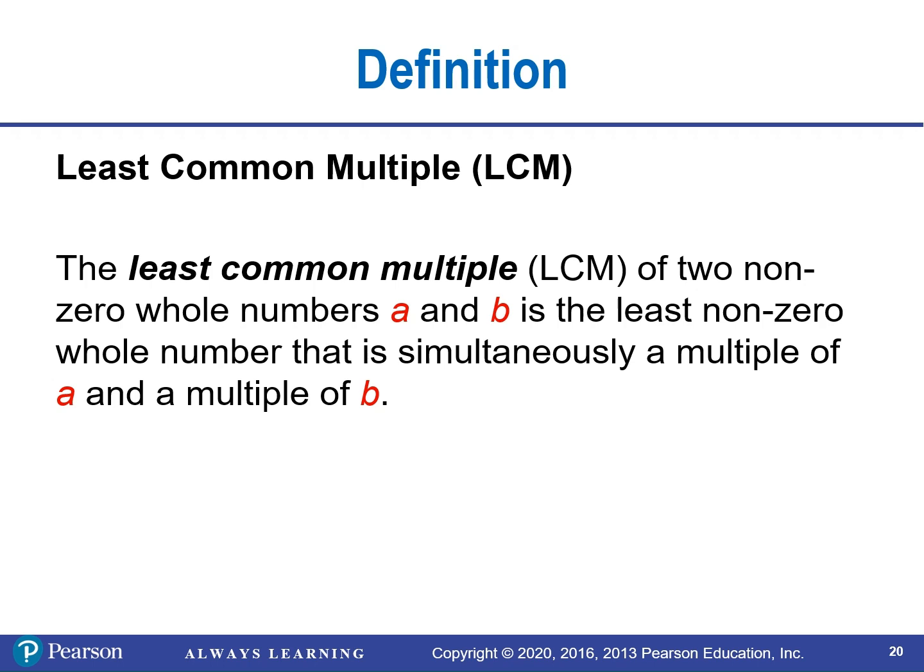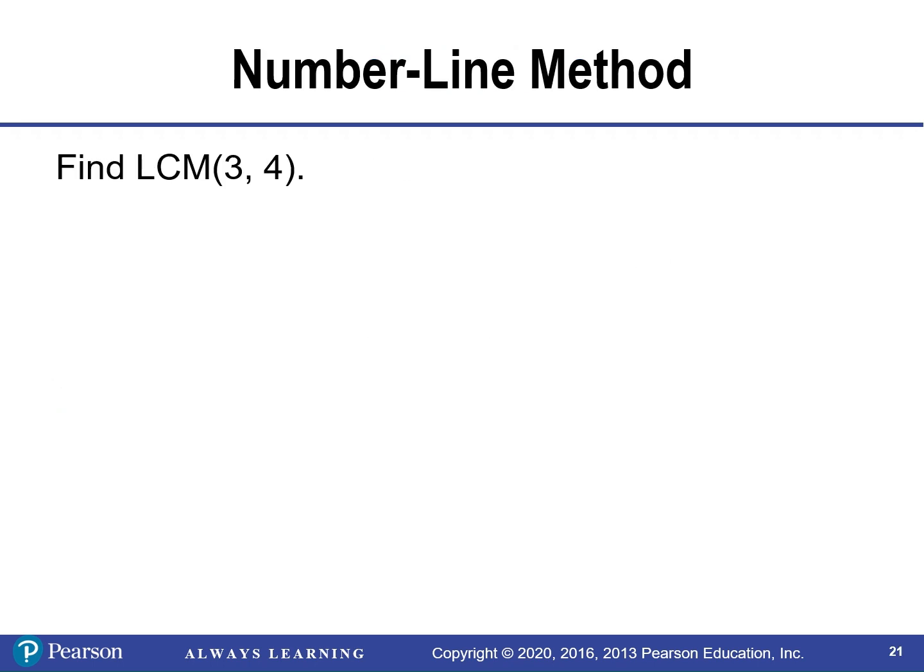The least common multiple of two non-zero whole numbers a and b is the least or smallest non-zero whole number that is simultaneously a multiple of a and a multiple of b. Just like with greatest common divisor, we have a few different methods for finding the least common multiple.